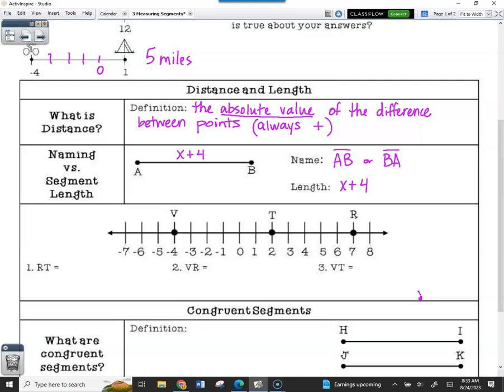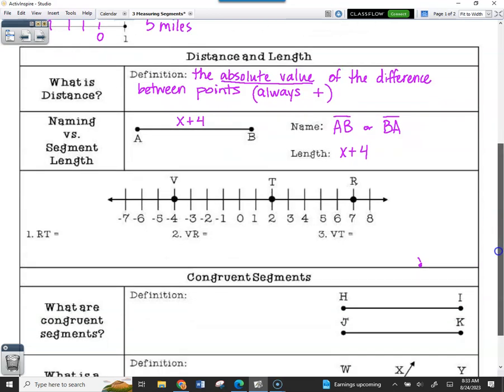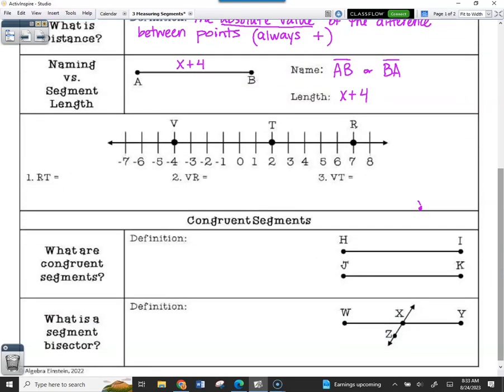Sometimes we know the number. Sometimes we have a polynomial expression. It's just like yesterday with angles. Sometimes we know the angle measure. Sometimes we have a polynomial expression instead. Okay? But it still represents the length from A to B is X plus 4. You just don't know what X is.